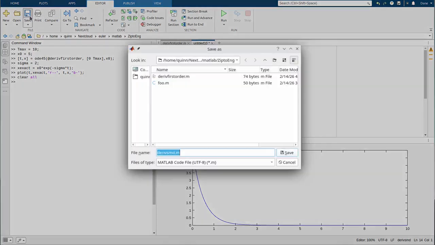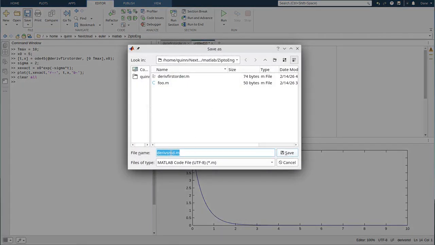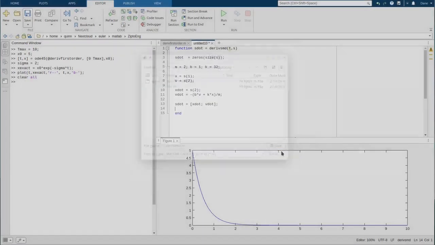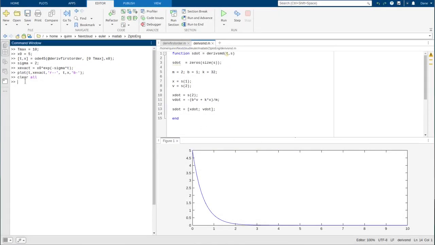Let's save this and see what happens. Oh, look, it pulls up the name of the function. So that's good. We cleared our workspace, so we're starting fresh. Let's go through and use MATLAB to numerically simulate this again. Once again, I'll start off with Tmax. Let's integrate for 20 time units, 20 seconds. The initial displacement we'll take to be 5. Let's choose the initial velocity to be 1. Again, these are kind of arbitrary.